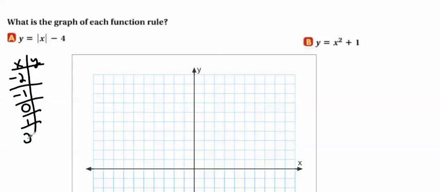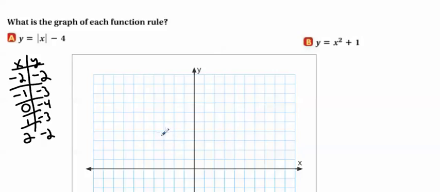Now, if I plug negative 2 in here, the absolute value of negative 2 is 2. 2 minus 4 is negative 2. The absolute value of negative 1 is 1. 1 minus 4 is negative 3. 0, absolute value is 0, so there's a minus 4. And then 1's absolute value is 1, so then there's a minus 3. And then 2's absolute value is 2, minus 4, and there's a negative 2.